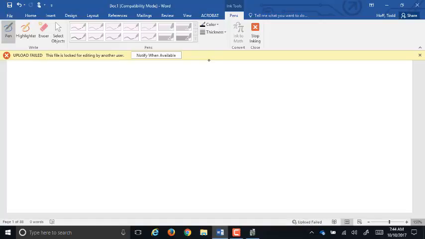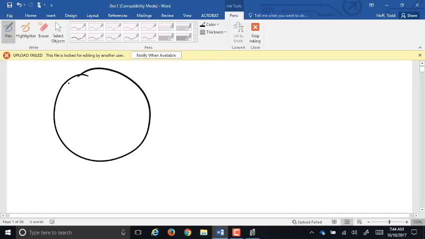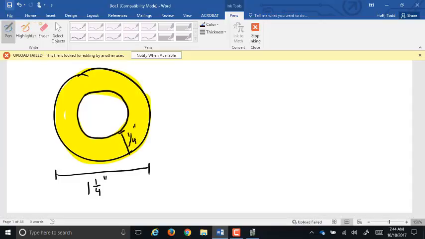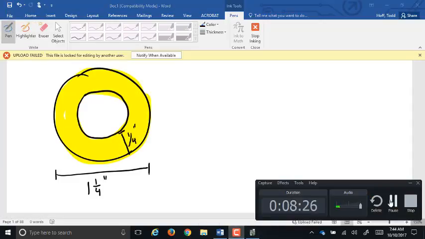Okay. Just to review then. If I give you that this washer is 1¼ inches, and that this here is 1/4 inch, find the area of that ring for me. I'll give you a minute or two and then we'll talk about it.